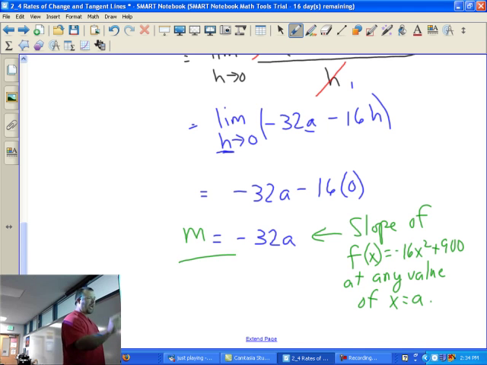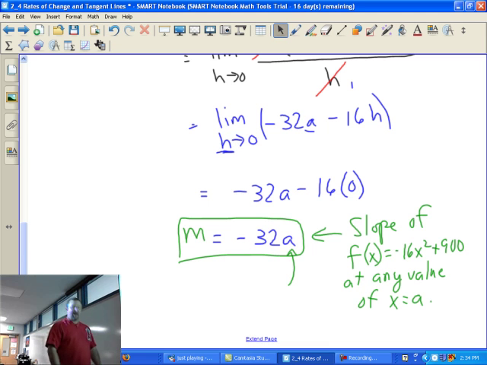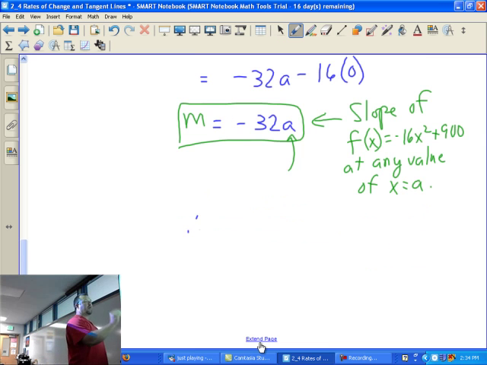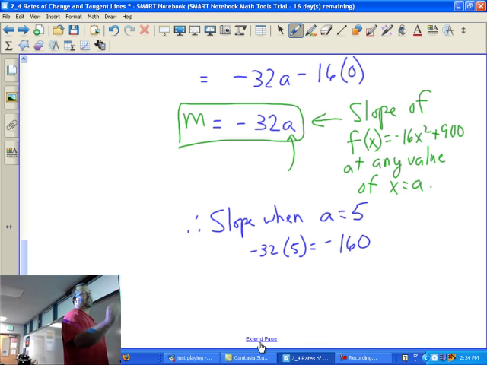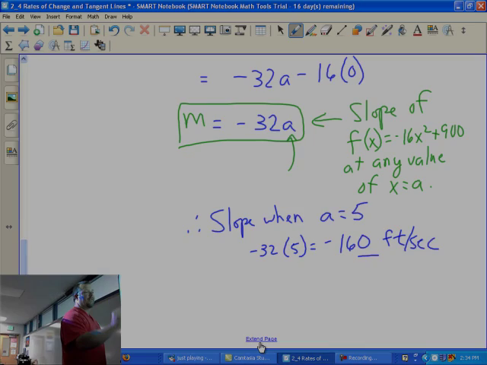Makes sense that this should change. The slope is dependent on what a is. It's not a line. The slope is changing. The slope depends on whatever x value you pick. In our case, we wanted the slope when x, or in this case, a equals 5 seconds. The slope when a equals 5 is simply negative 32 times 5, which was negative 160, in this case, feet per second.